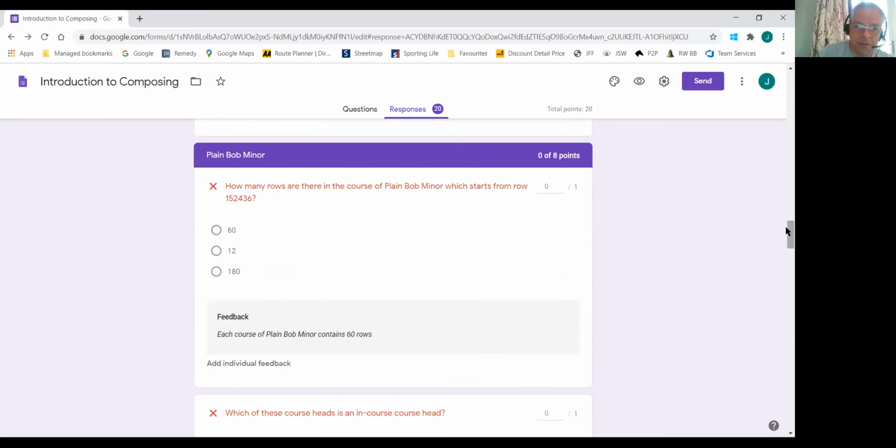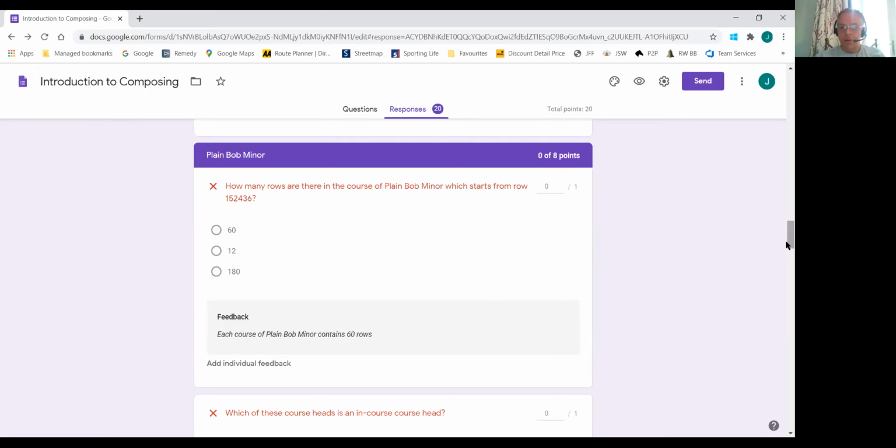Looking at Bob Minor specifically, how many rows are there in a course of Bob Minor starting from row 152436? Well, the answer to that one is 60. There's nothing special about the course 152436. Basically, every course of Bob Minor contains 60 rows. That's just to check the understanding that a course contains 5 leads, and each of those leads has 12 rows. So we get 60 rows in a course.